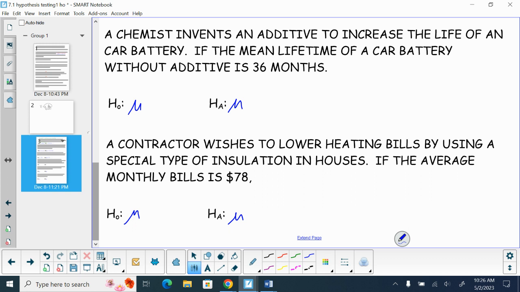Adam, what do you have for the alternate in the first one? Greater than 36, because what he wants to be true is that if I add this additive, it's going to increase the life of the car battery. So people are going to want to buy that, because I don't want to have to buy a car battery every 3 months, because those things cost me a lot out of my pocket. If I can go 4 years or 5 years with a car battery, that's better.